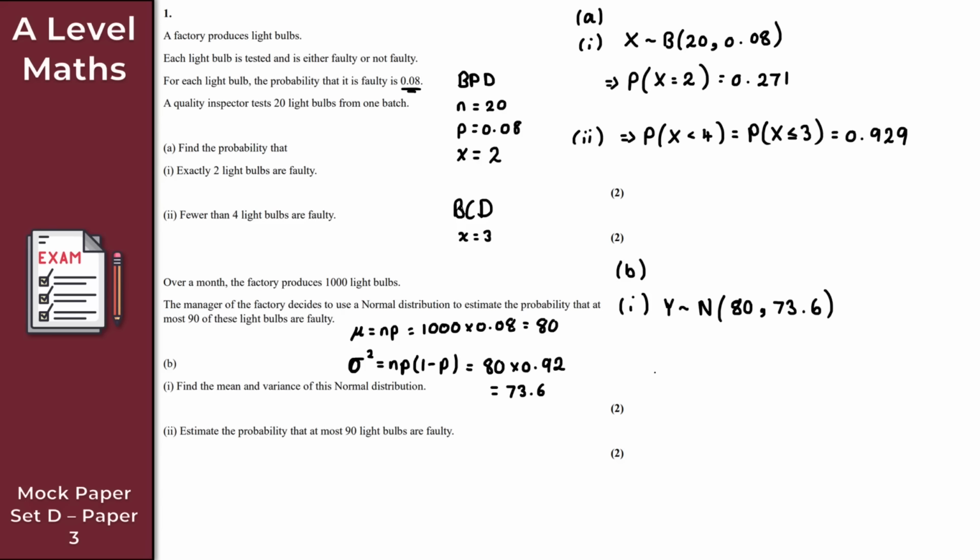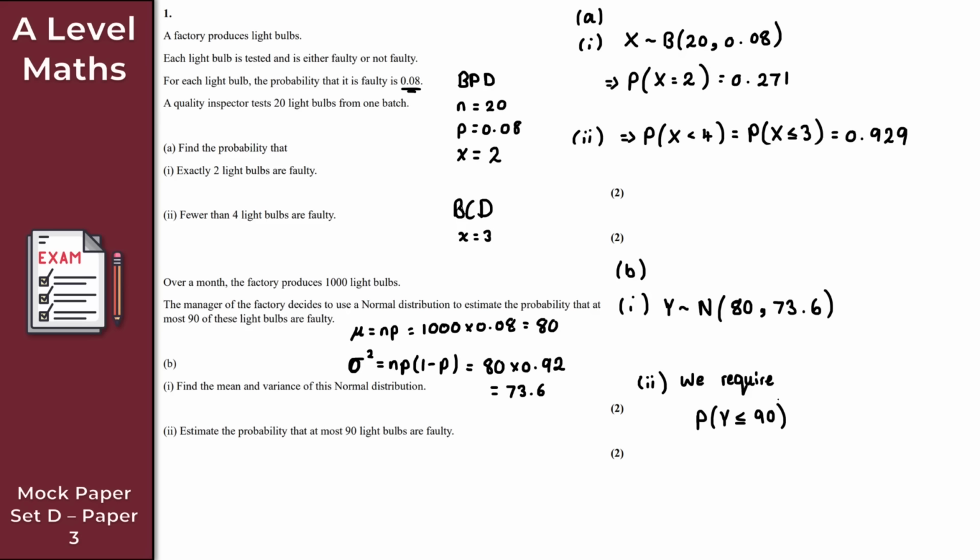That's absolutely fine. And then for B part 2 here, it just says then estimate the probability that at most 90 light bulbs are faulty. So for B part 2 then, what we require here is the probability then that y here, because we've changed the model now for y instead of x here, is less than or equal to 90, right? Because what we're looking at here is the probability that at most, so at most here, 90 light bulbs are faulty. So that's going to be less than or equal to 90, like so.